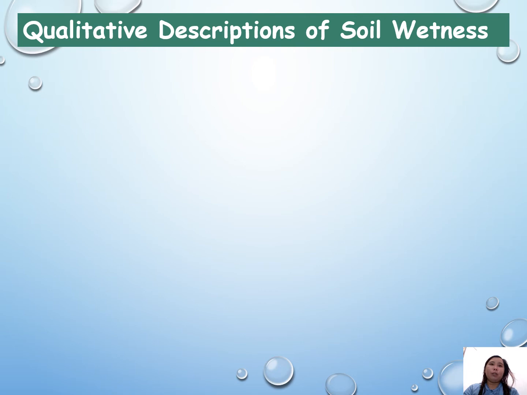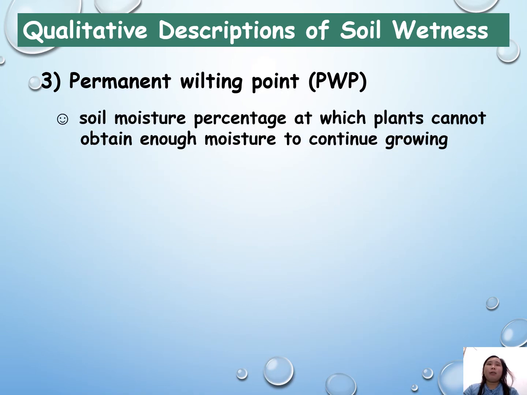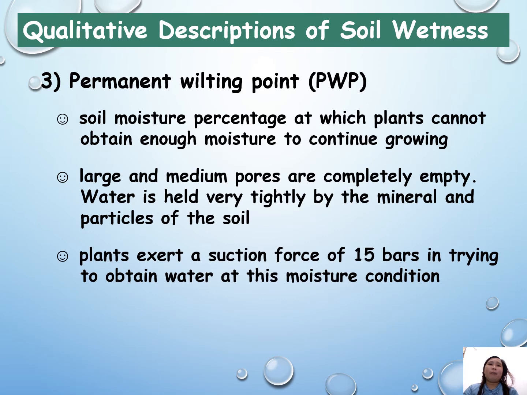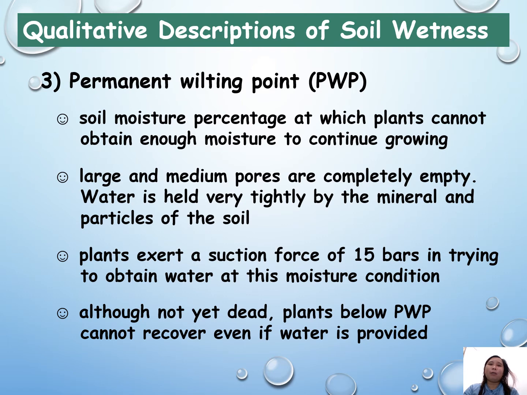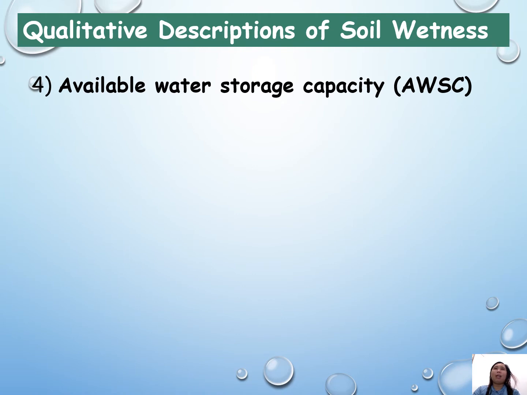Another qualitative description that you have already heard earlier is the permanent wilting point, or PWP. This is the soil moisture percentage at which plants cannot obtain enough moisture to continue growing. In this condition, the large and medium pores are completely empty. Water is held very tightly by the mineral particles of the soil. Plants exert a suction force of 15 bars in trying to obtain water at this moisture condition. So at this moisture condition, the plants are stressed. And although not yet dead, plants below the permanent wilting point cannot recover even if water is provided.